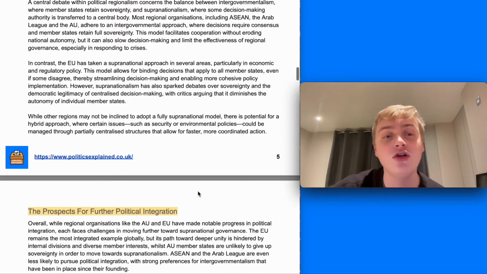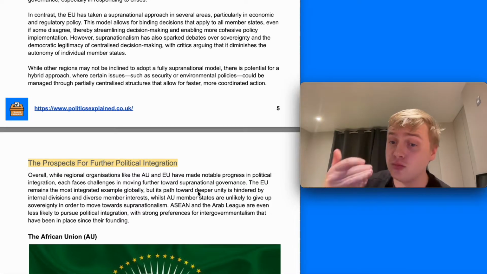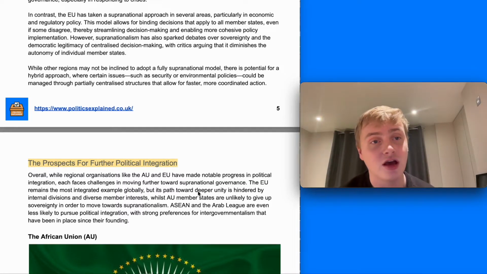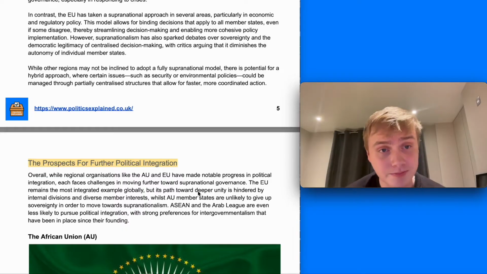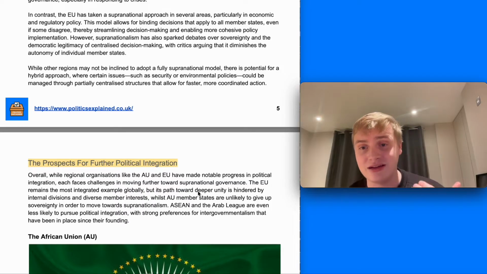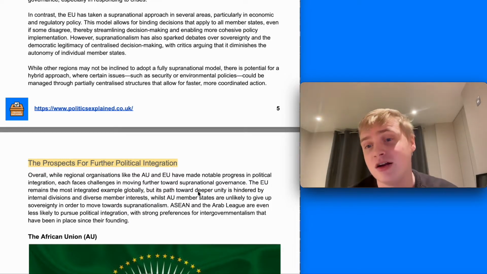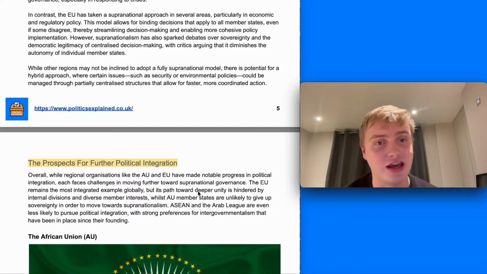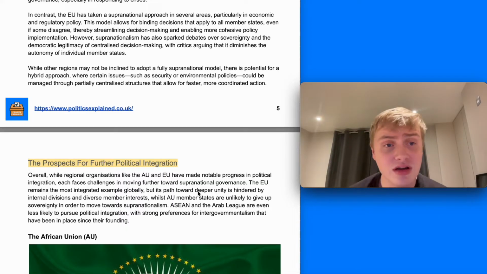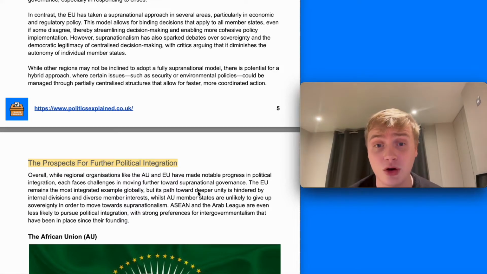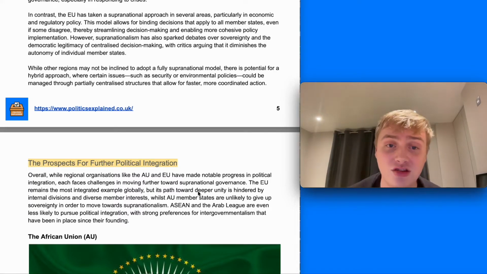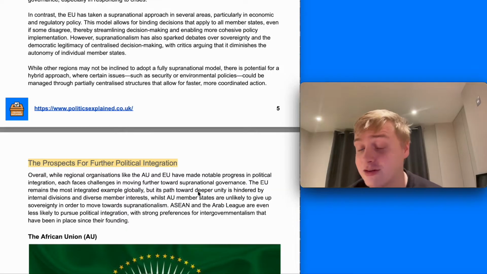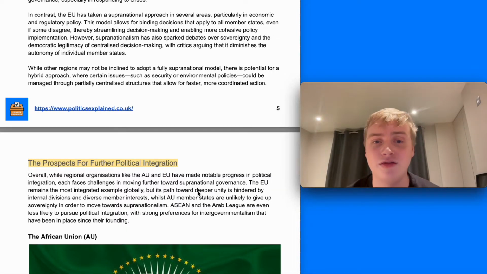In contrast, the European Union, as we've looked at in previous videos, has taken a supranational approach in several areas, particularly in economic policy. And that allows it to make binding decisions, which can enable a more collective strategic policy. But it's also sparked debates over sovereignty, as it, of course, compromises member state sovereignty to a much greater extent than intergovernmental regional organisations. While other regions may not be inclined to adopt a fully supranational model, there is a potential for a hybrid approach where certain issues could be managed through partially centralised supranational institutions that allow for far more coordinated action.